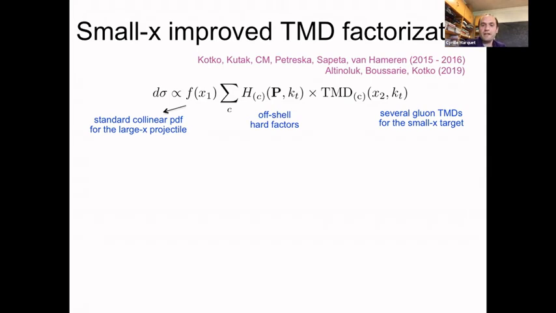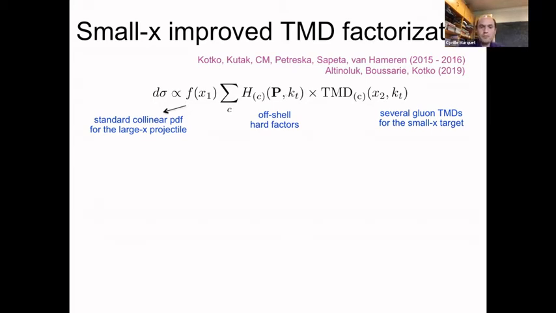And so for a generic process, you have a sum over c. c is meant to be a sum over channels. And in each of those channels, you have a hard factor and a TMD. Now the TMD only depends on the small scale kT and obviously on x2 and also on Qs, but it doesn't depend on the capital P. This is where the factorization is. The hard factor, on the other hand, doesn't depend on x2. It doesn't depend on Qs. That's only in the TMD part, but it depends on the two kinematical variables, P and k.